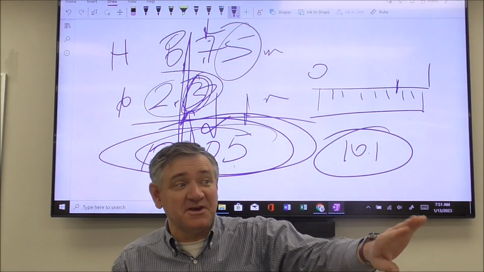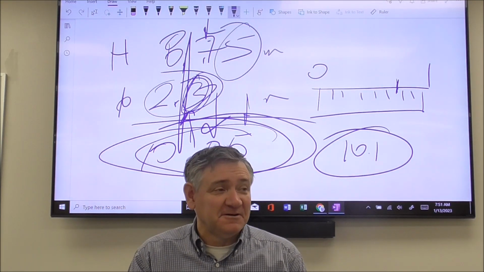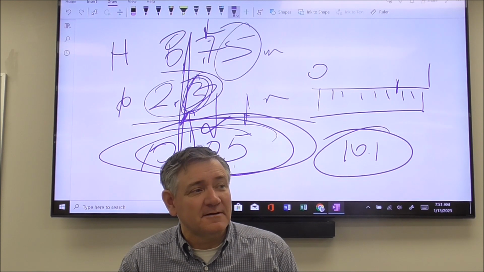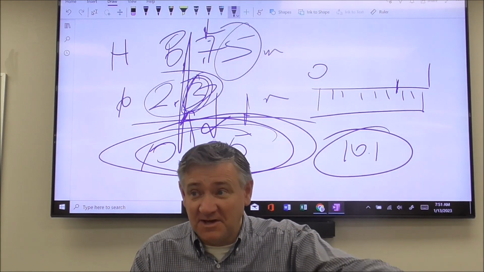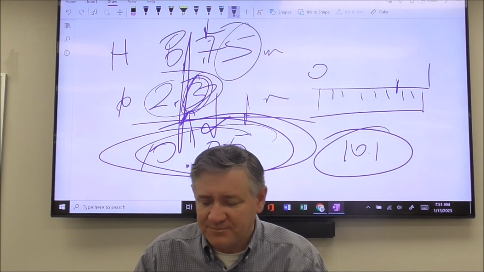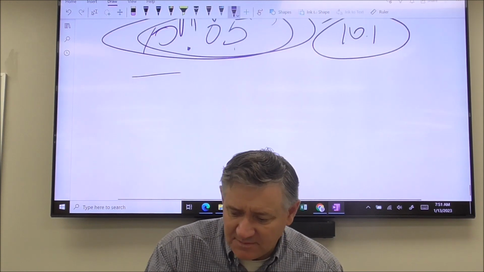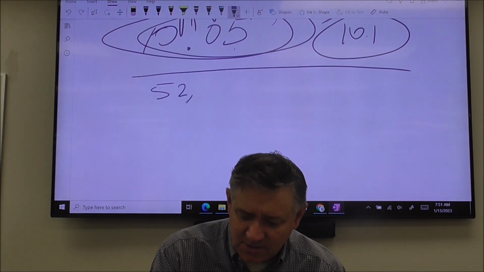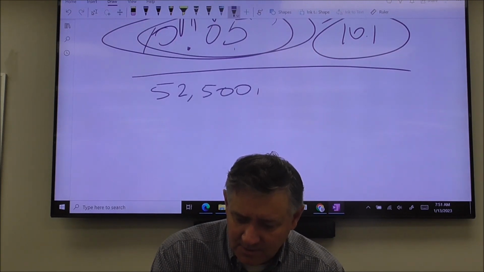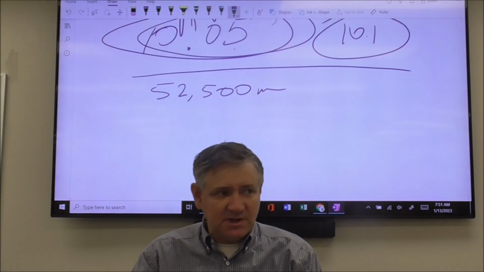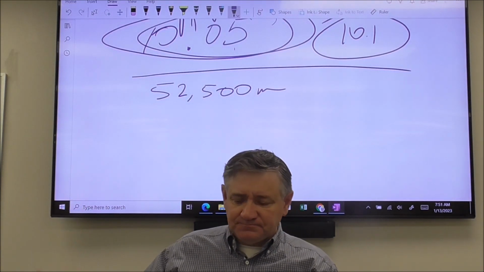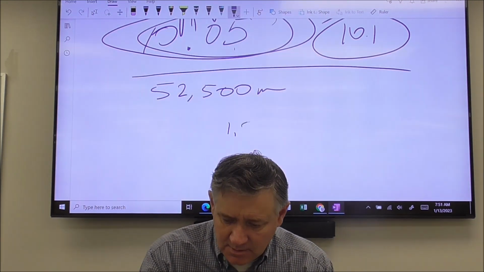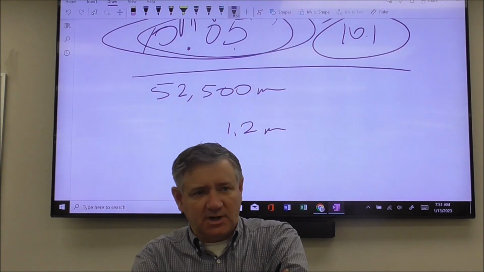Now, Adana, you shook your head no early on that. Why? Because just because it has a lot of significant digits doesn't mean it necessarily has decimal places. Ah, beautiful answer. Okay, so let's look at two different measurements. 52,500 meters. Okay, no decimal place. And then I've got 1.2 meters. Okay?